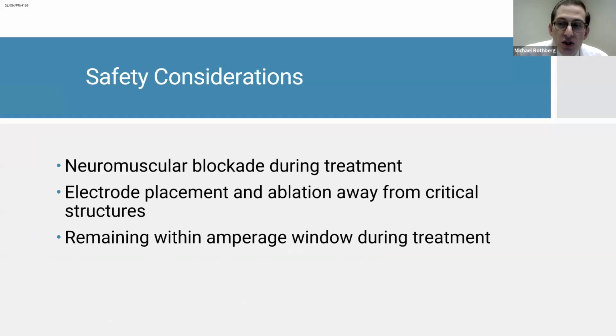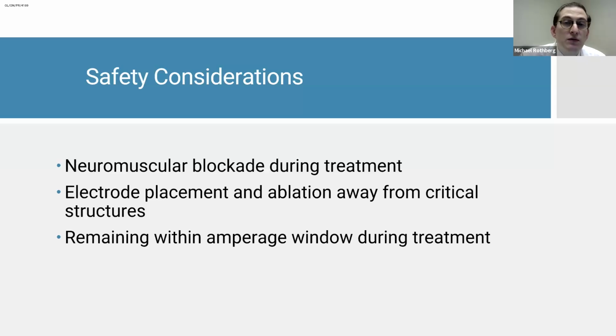So before diving into all of those details, we should emphasize the three important safety pillars for the IRE procedure. First is that there must be neuromuscular blockade to prevent muscle contraction during treatment. We're in constant communication with our colleagues in anesthesia to ensure full paralysis of the patient, zero twitches, prior to starting and delivering treatment.